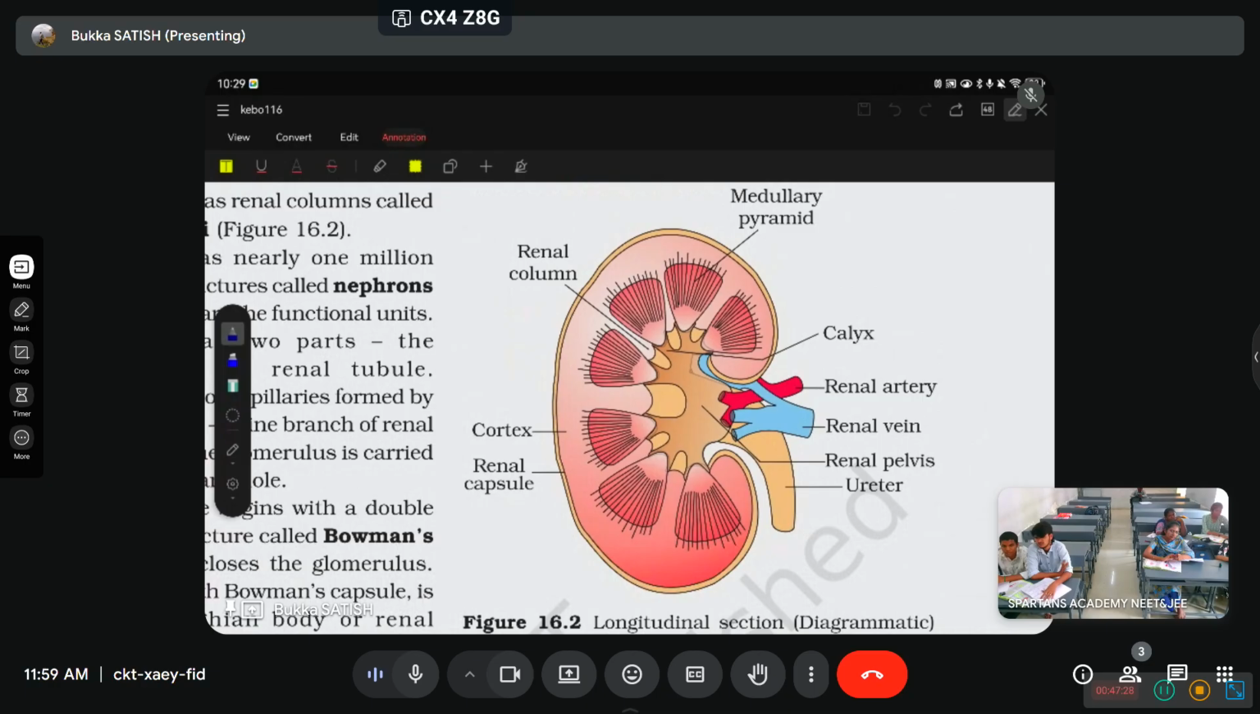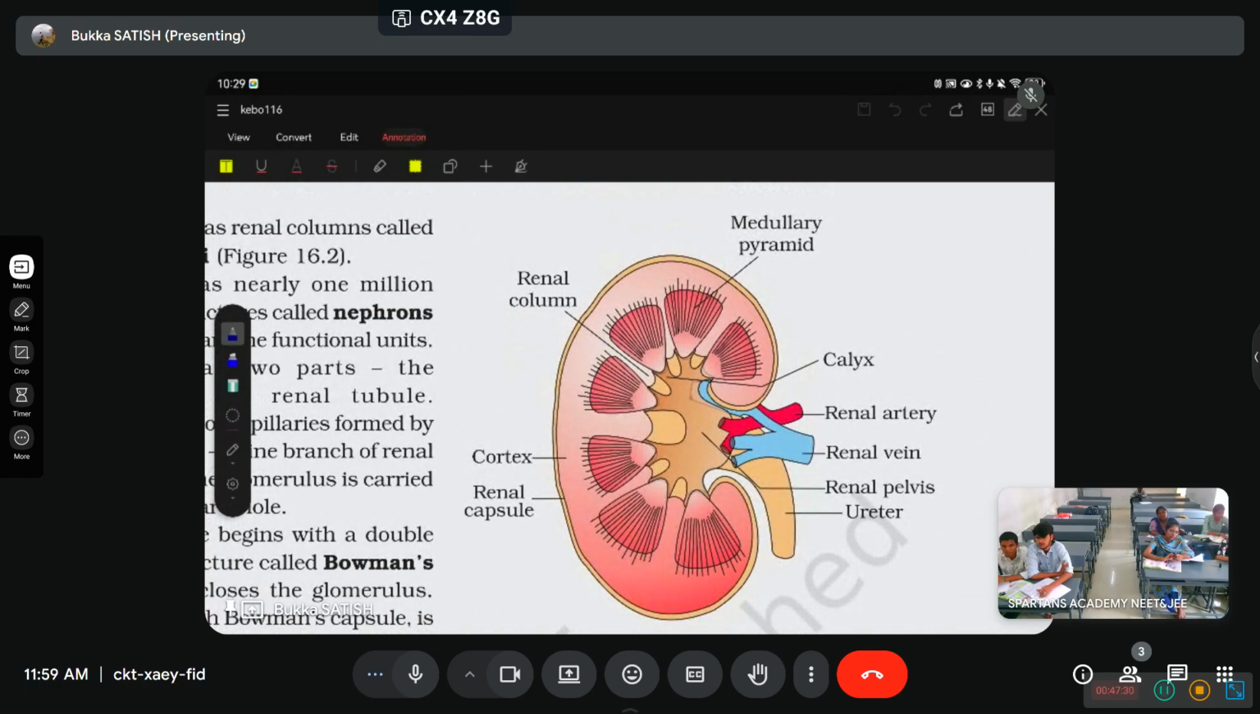Okay. So what I was talking about is this, the outer part, all this is the cortex, the cortex only extending between the medullary pyramids. So this is also cortex only. It is basically the extension of the cortex between the medullary pyramids. That's why you need to be clear with this part. This is what we call the renal column, also called the column of Bertini.